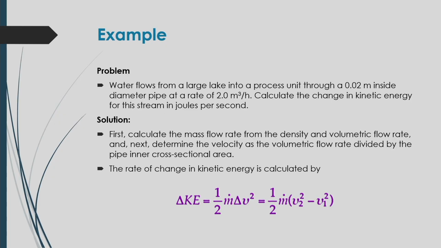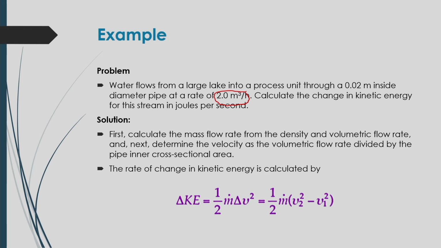Now, let us do an example for this. Suppose water flows from a large tank into a process unit through a 0.02 meter inside diameter pipe at a rate of 2 meter cube per hour. Calculate the change in kinetic energy for this stream in joules per second. So, in this case it is given what the volumetric flow rate is. At this flow rate water is flowing through the pipe, whereas the inner diameter of the pipe is given to you, that is 0.02.